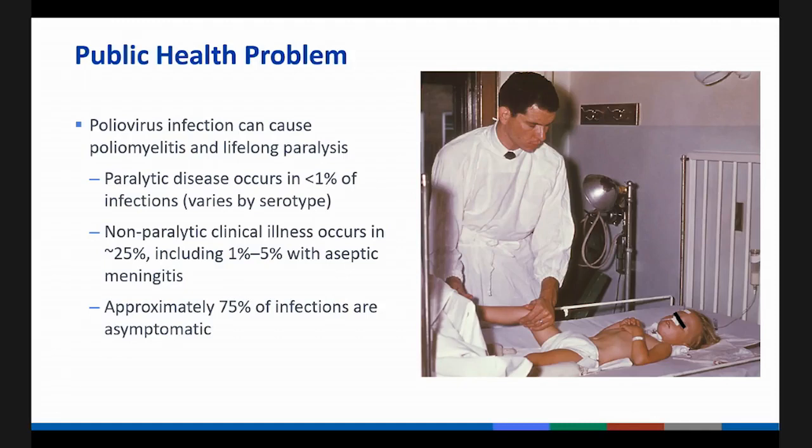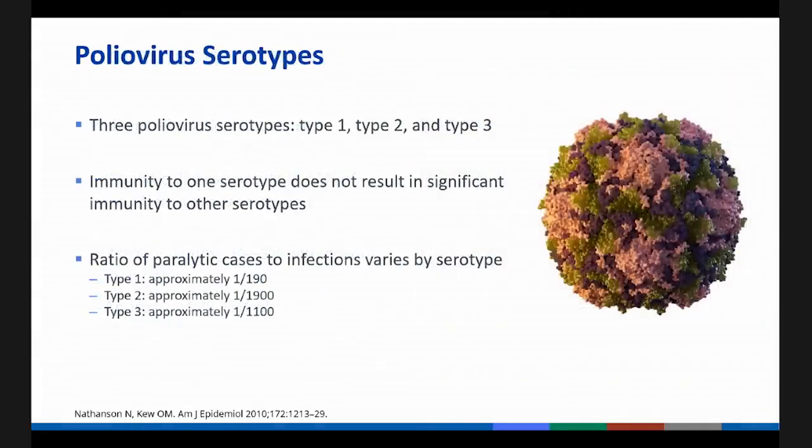Poliovirus infection can cause poliomyelitis and lifelong paralysis, but it's important to recognize that paralytic disease occurs in less than 1% of infections, and approximately 75% of infections are asymptomatic. There are 3 poliovirus serotypes, types 1, 2, and 3, and immunity to one serotype does not result in significant immunity to other serotypes. Also, the 3 serotypes have different epidemiological and clinical qualities. For example, the ratio of paralytic cases to infections varies by serotype, ranging from approximately 1 in 190 infections for type 1 to approximately 1 in 1,900 infections for type 2.